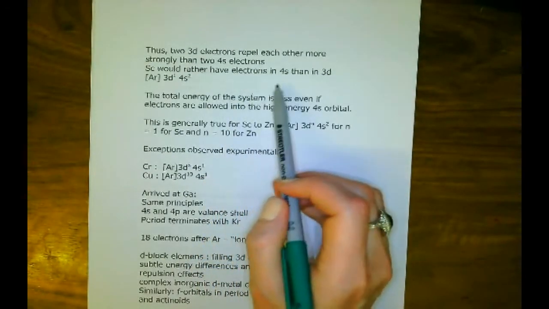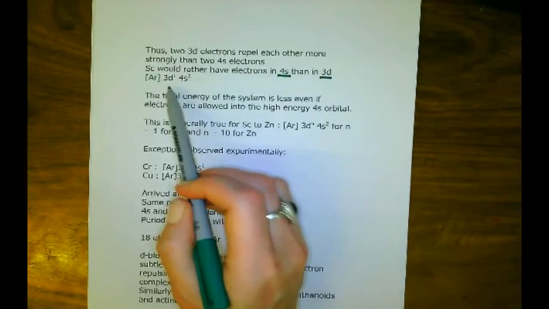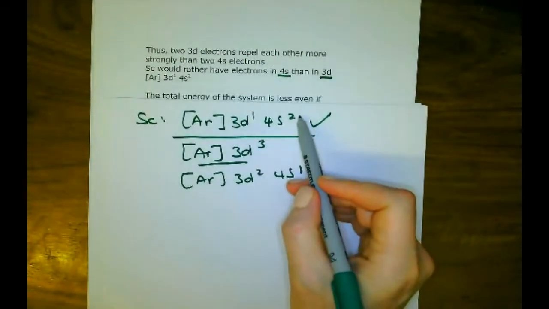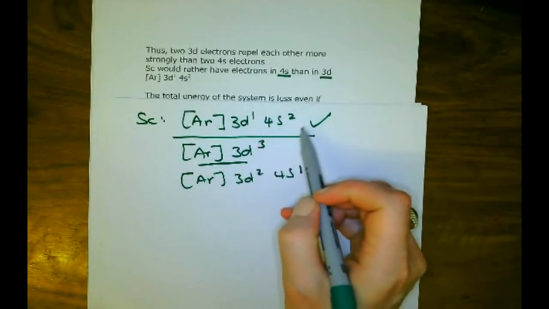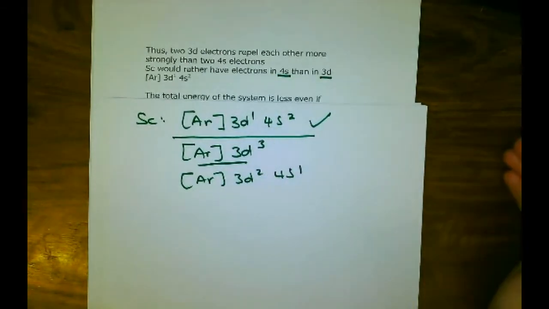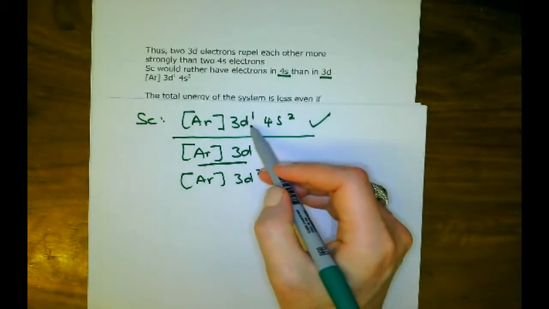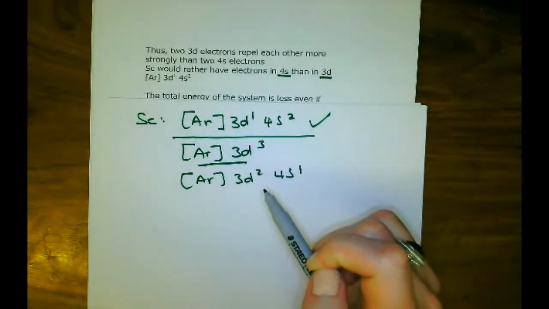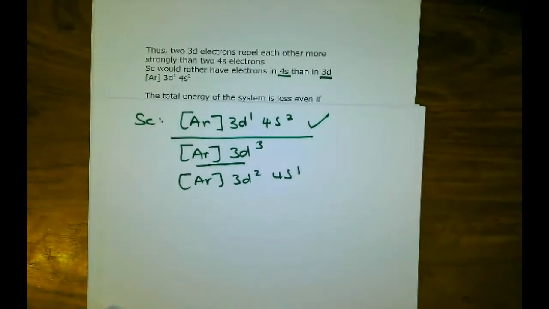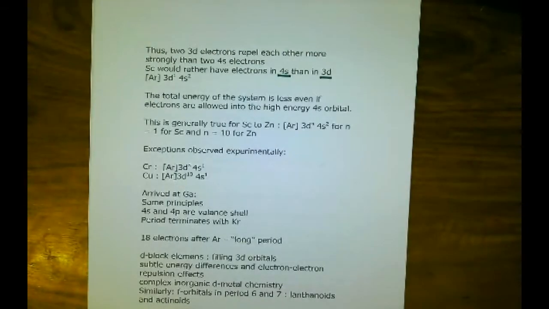So scandium would rather have electrons in the 4s than in the 3d orbital, which explains why it puts as many electrons as possible in the 4s orbital, further away from the nucleus, lower repulsion, but it has to still put one in the 3d orbital. It doesn't put one only in the 4s, it puts two in the 4s orbital. So you should be able to explain the electronic configuration of scandium.